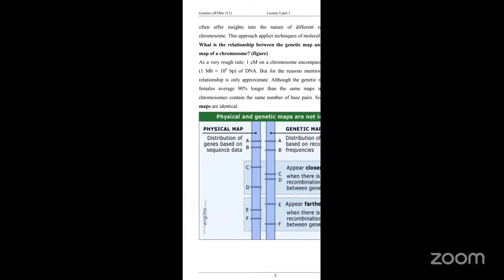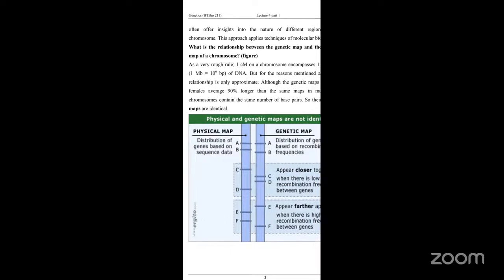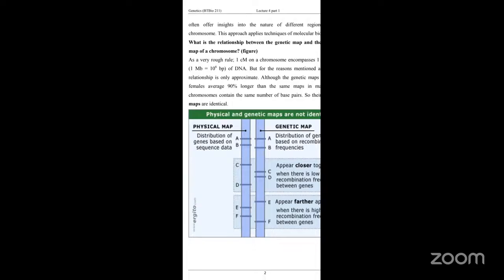But actually, although the genetic maps of human females average 90% larger than the same maps of males, their chromosomes contain the same number of base pairs. So their physical maps are identical. That is what they infer.